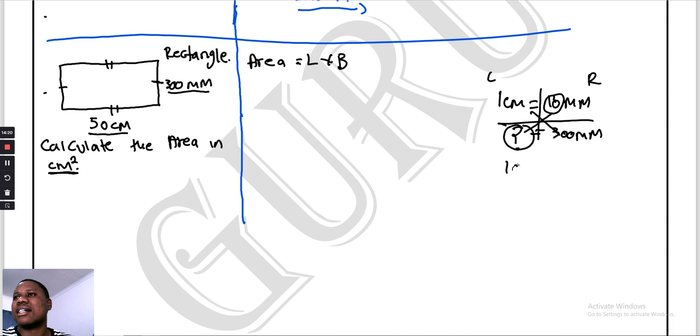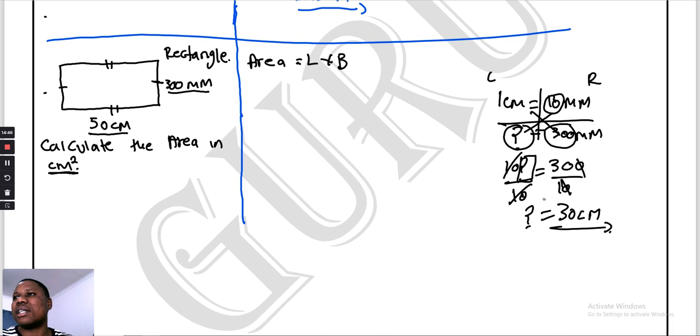That's going to be 10 question mark, which equals 300 multiplied by 1, that is 300. Then we need our missing value, which is the question mark. Then we divide by 10, then we divide here by 10. So we'll end up having this one, we'll cancel this one. Then we are remaining with 30. Then we know that the question mark represents centimeters, meaning that this is 30 centimeters. And then this is our breadth.